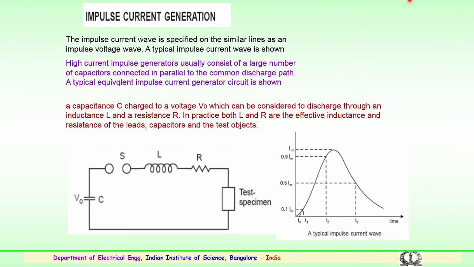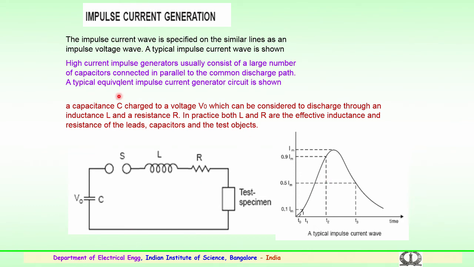The high current impulse generators usually consist of a large number of capacitors, similar to the impulse voltage generator. For impulse voltage, the capacitors are connected in parallel and discharged in series with a sphere gap. Here the capacitors are connected in parallel to a common discharge path and are all discharged in parallel, and then you get very high impulse currents.